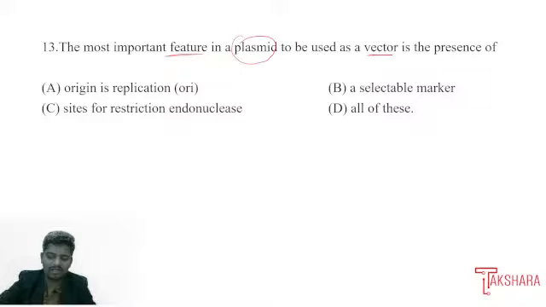Because of the selectable markers, we can easily identify which one has undergone recombination and which is non-recombinant in the plasmid. We can do the identification easily with regard to the selectable markers. So option A, like the example I said, is correct, and option B, the presence of a selectable marker, is also correct.